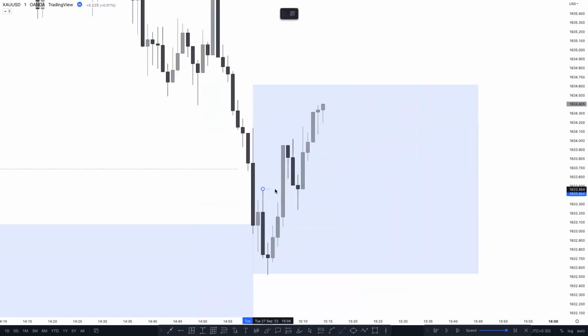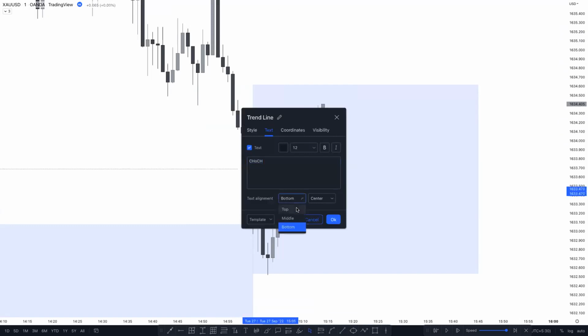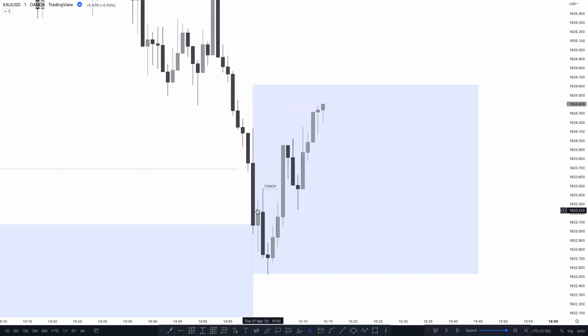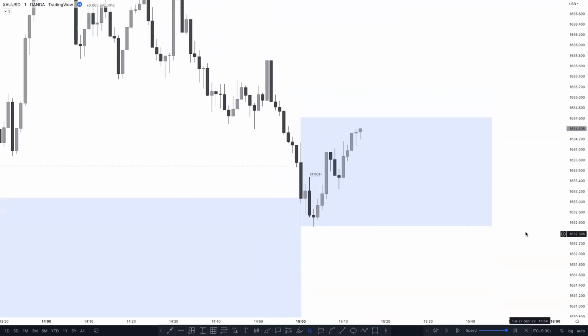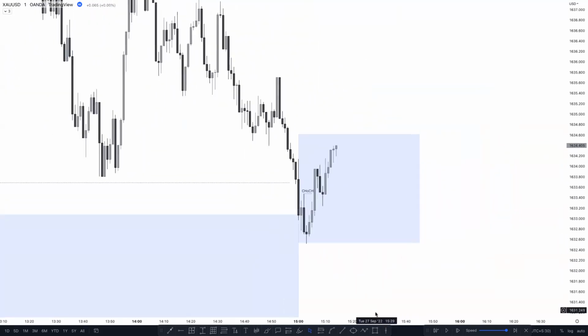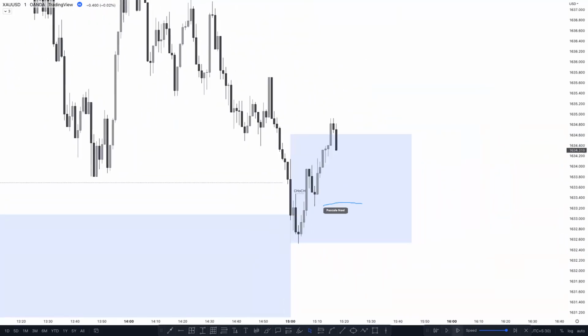This one is our change of character here, correct? This is a change of character because this high took out the previous candle high, and this is a valid pullback, push downside, and then what happened? Market goes higher. But you need to wait for it to take out the inducement or sweep the liquidity, then we can buy here. So let's see what happened next here.